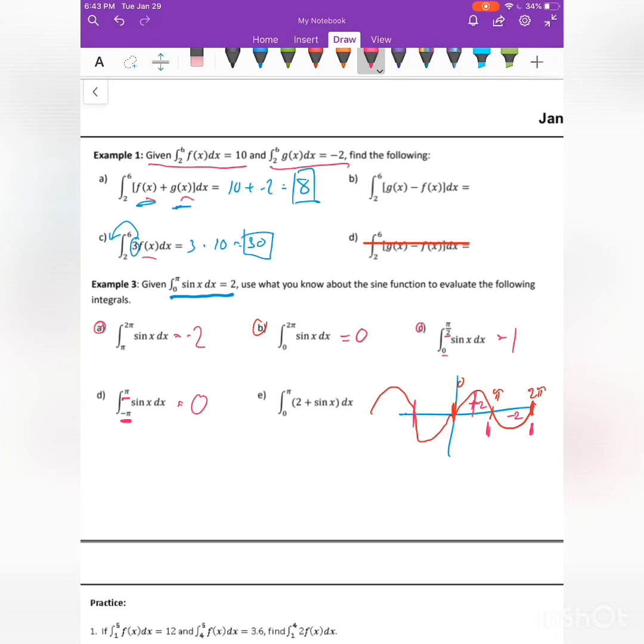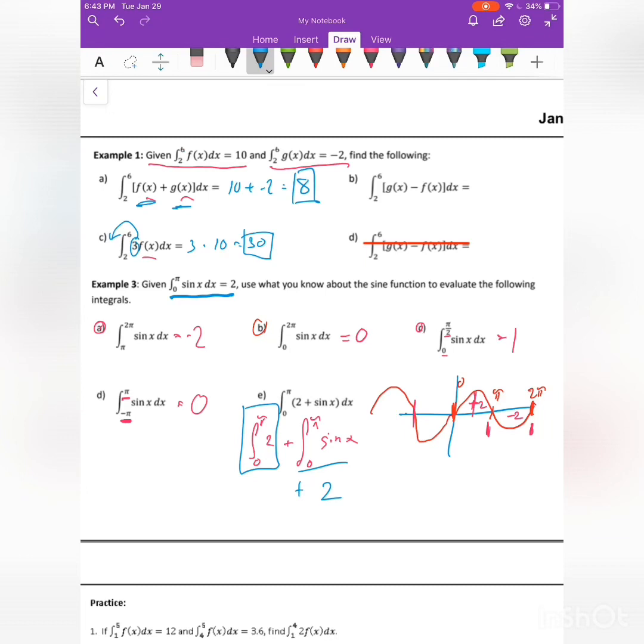All right, and then finally, E. E is interesting. Remember, this is a sum, so you can separate this, and you really should. One part of it, the second part, is easy. That's the given, so I know that this answer is going to be 2. But the other part is not just 2. Imagine if you'd integrated this algebraically. This would be 2x.